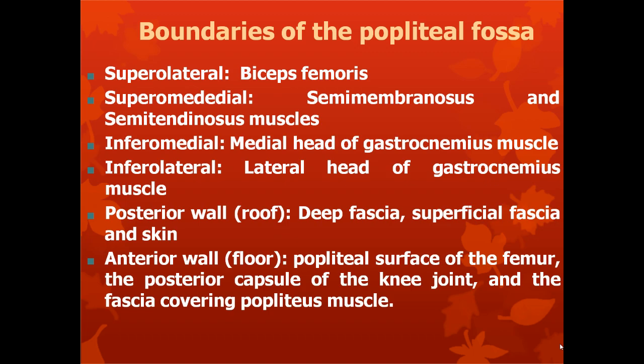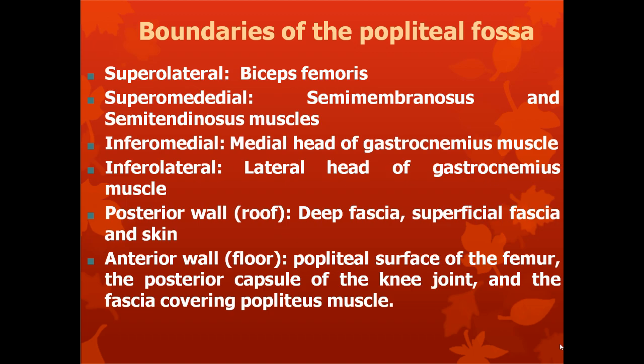of the gastrocnemius muscle, and the inferolateral boundary is made by the lateral head of the gastrocnemius muscle. The posterior wall, which is also the roof, is formed by the deep fascia, superficial fascia and the skin. The anterior wall, also called the floor, is formed by the popliteal surface of the femur, the posterior capsule of the knee joint and the fascia that covers the popliteus muscle.